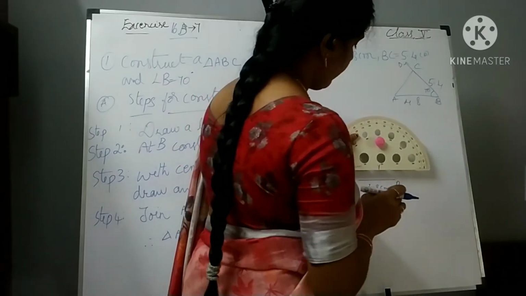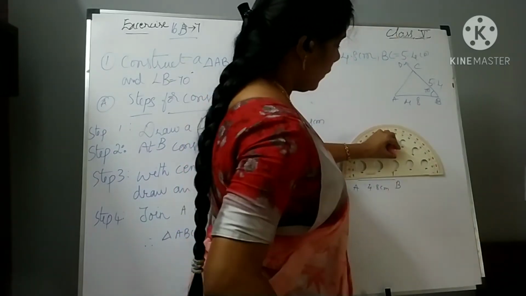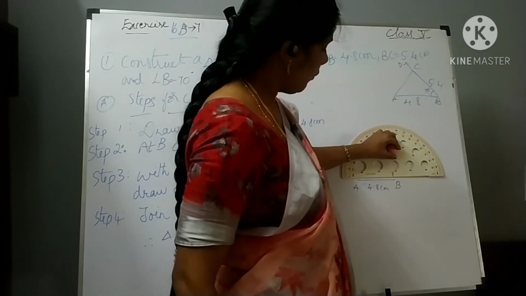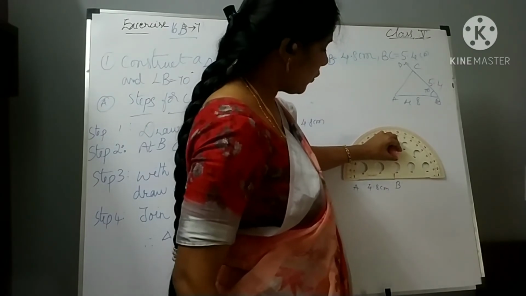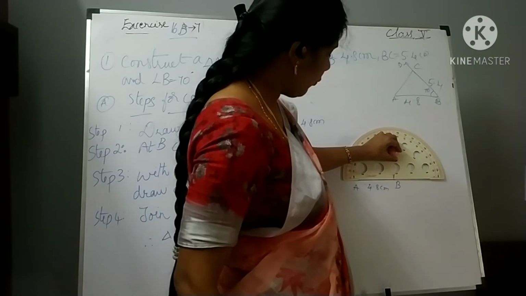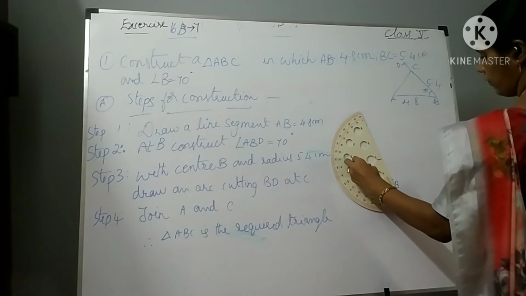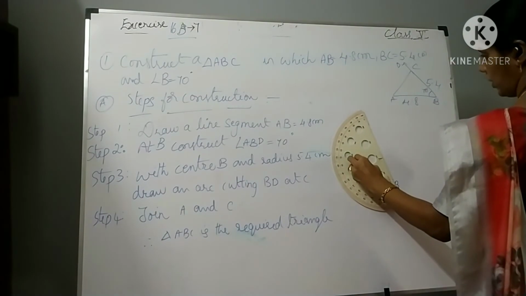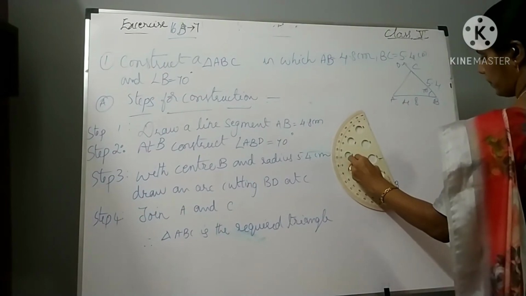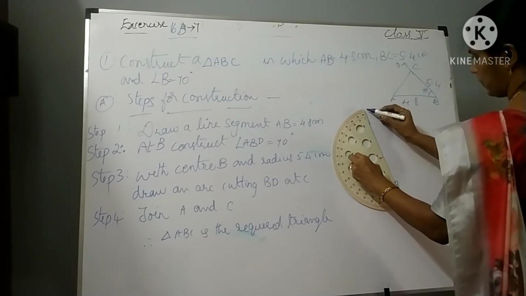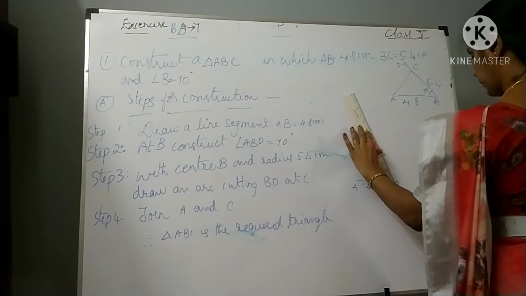What have we learned? We are measuring angle B. Place the midpoint of the protractor at B, and exactly coincide this line with this horizontal line. Join this point with B.